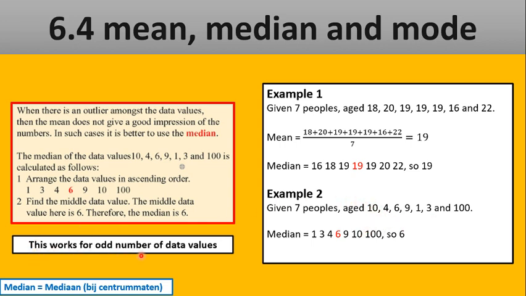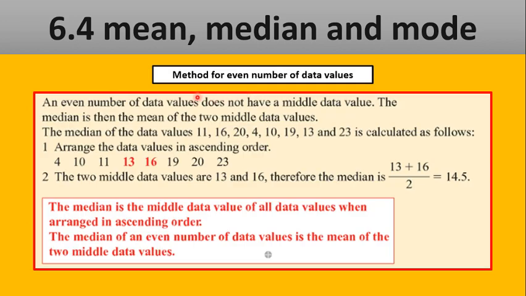However, this works for an odd number of data values, not for even numbers, right? Because when you have even numbers, there isn't exactly a middle number. So let's take a look at how we're going to do those exercises. So here we have data values 11, 16, etc.